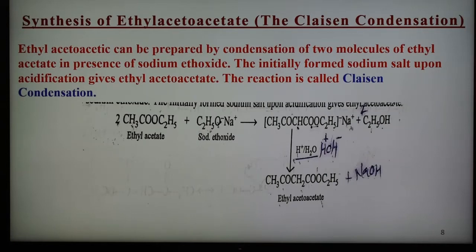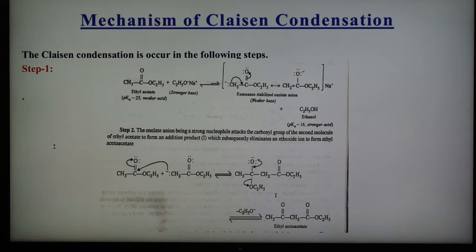This reaction is known as Claisen condensation, and in case of the mechanism of this Claisen condensation, there are two steps, and in the first step of this Claisen condensation, due to the electron withdrawing nature of the ester group, alpha hydrogens of ethyl acetate are weakly acidic, and therefore in the presence of sodium ethoxide, an acidic alpha hydrogen is lost and a resonance stabilized enolate anion is formed.